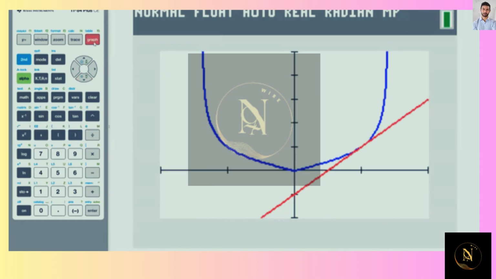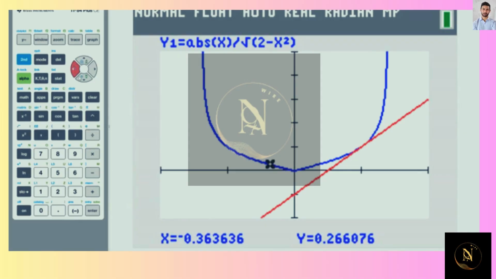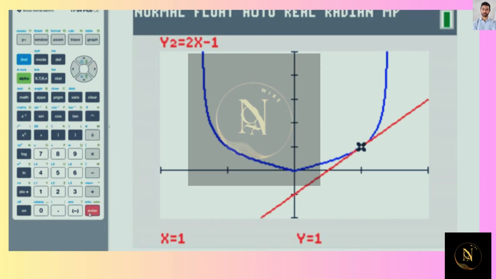And here's the graph. What we see in blue is the bullet nose function. Now we see why it's called that. And what we see in red is the tangent line. And we see the point of tangency is indeed x equals 1. That's the point 1, 1.